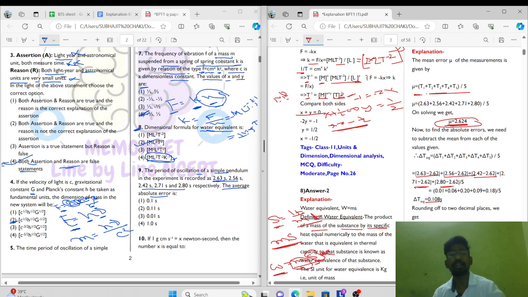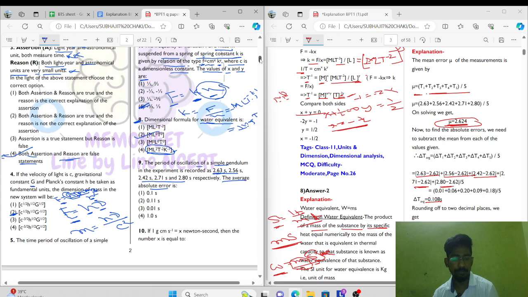So to calculate the absolute error, first of all you have to calculate the mean. Then you have to subtract each reading from the mean and divide by the number of observations. Then you will get the absolute error. I think you understood, right? Just apply the formula and you will get it.